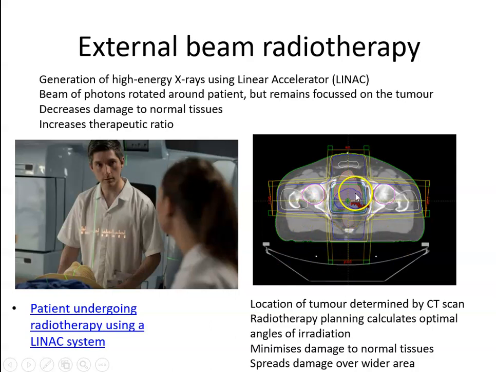So this really does minimise normal tissue damage as much as possible, spreads the damage over a wide area, but has as much radiation as possible focused upon the tumour.